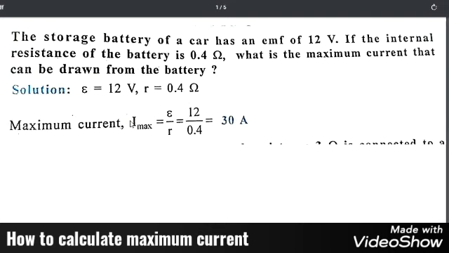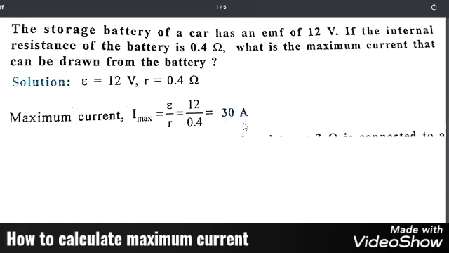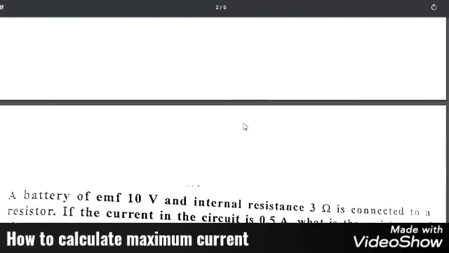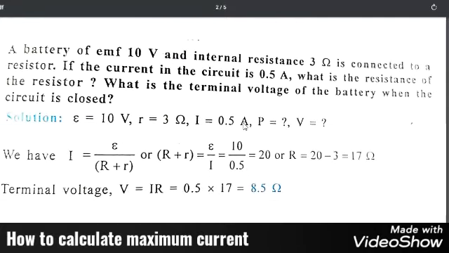Then we have the formula I max is equal to E divided by r. Here E is the EMF of the battery and r is the internal resistance. Then substitute the value of E, that is 12 divided by 0.4, and you get 30 amps. That is the current in terms of amps. Okay. Then in the same way, let us move to the second problem.